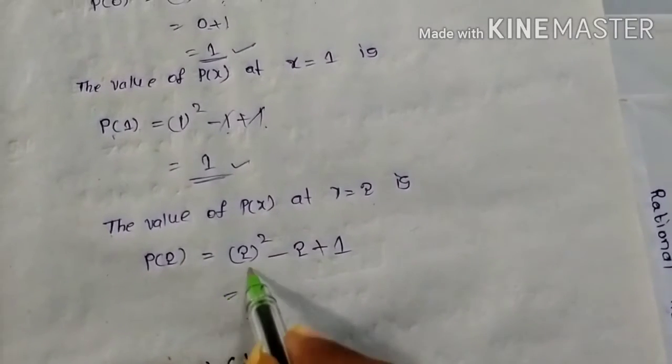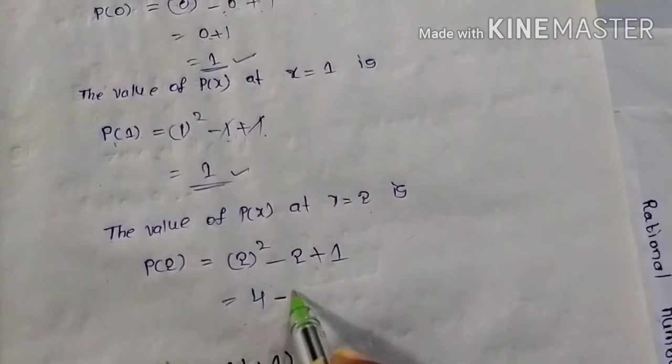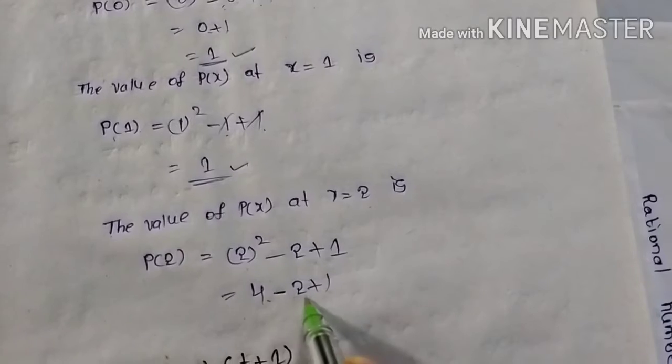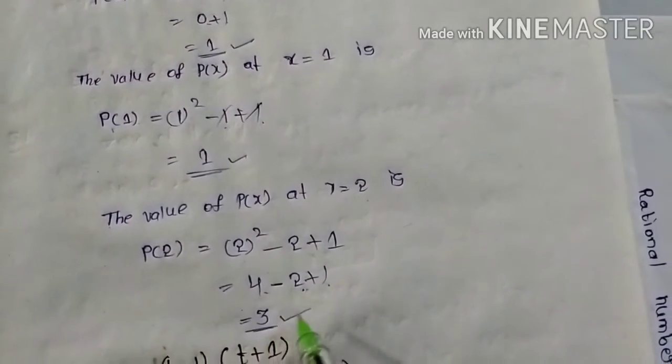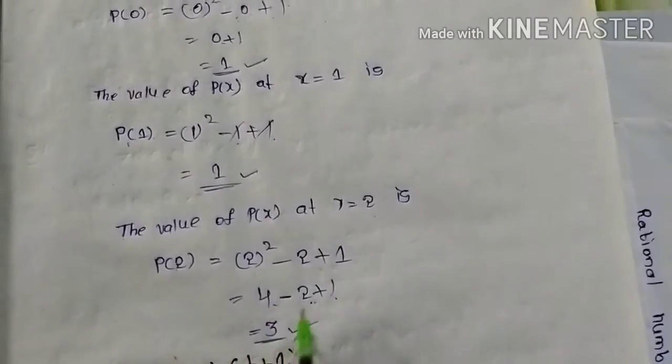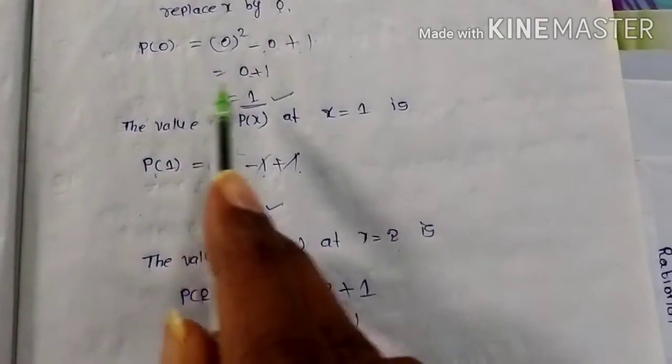Now you can see 2 square is 4 minus 2 plus 1. 4 minus 2 is how much? 2. 2 plus 1 is how much? 3. Is it okay? I hope you may understand this one. P of 2 is equal to 3. Here P of 1 is equal to 1. P of 0 is equal to 1.